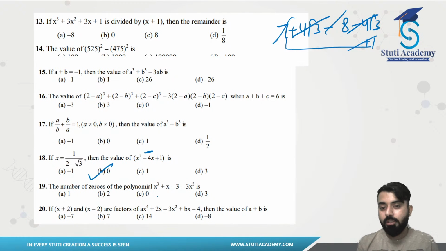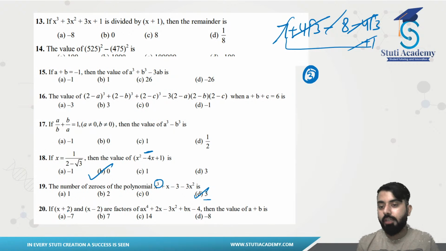Now find the number of zeros of the polynomial. If you have to find out the number of zeros, always remember, whatever the maximum degree is, zeros will be at most that or less than that. So I can see the maximum power or maximum degree here is 3. So at most the number of zeros of this polynomial should be 3 or even less than that. So maximum number of zeros will be 3.